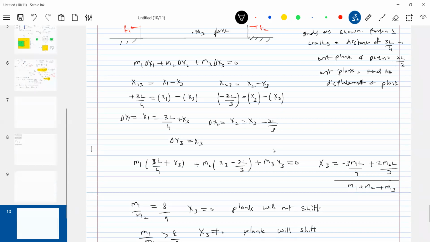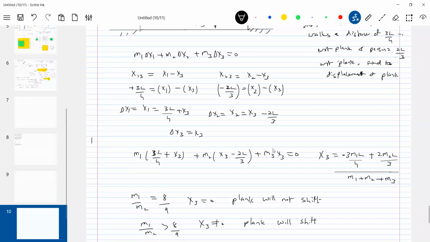Now M1 by M2 equal to 8 by 9, okay, that is after solving. Next, again, look at this condition. If M1 by M2 is greater than 8 by 9, X3 will be non-zero. If I get negative, the Planck will shift towards left. X3 will be non-zero and negative. X3 not equal to 0, Planck will shift towards left.